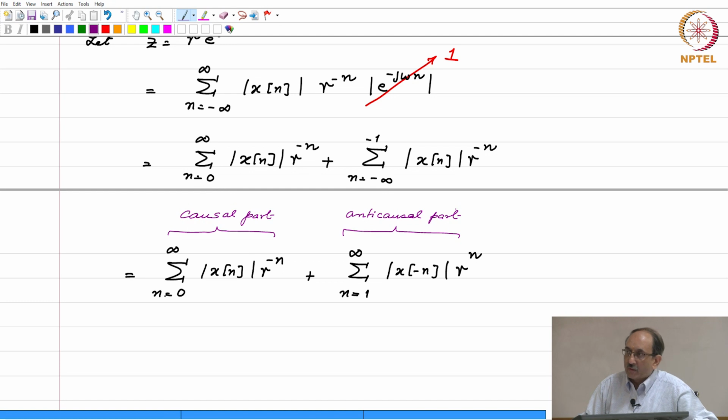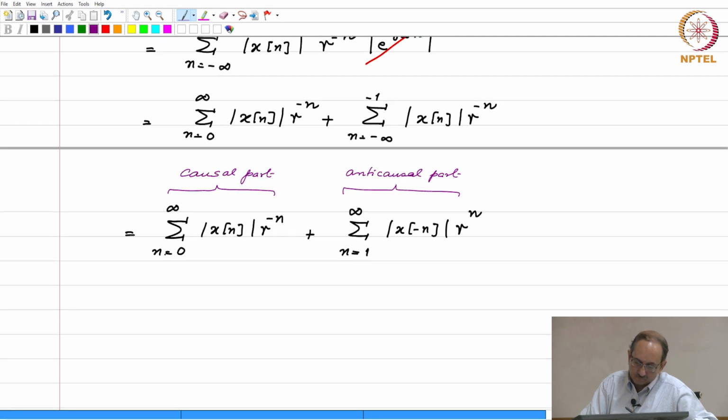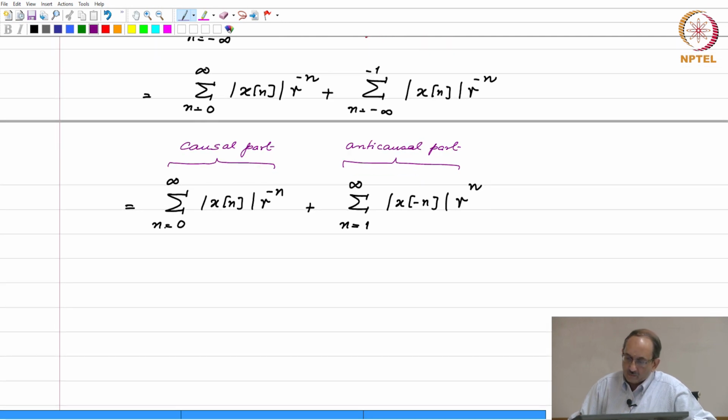where recall we are using the term causality that was introduced in terms of systems. We are applying it to a signal. A signal is called causal if it is 0 for n less than 0, and anti-causal if it is 0 for n greater than or equal to 0. Now, let us look at each of these terms. So, let us look at the causal part to see what that behavior is.